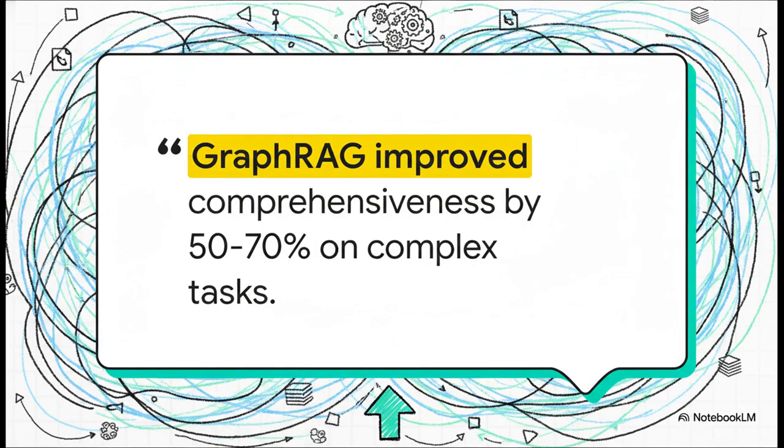Now, I definitely don't want you to just take my word for it. Let's look at the hard data. This quote from Microsoft Research shows just how massive this architectural shift really is. They found that by using explicit paths instead of fuzzy math, GraphRAG improved the comprehensiveness of answers by 50 to 70% on complex tasks that spanned multiple documents. 50 to 70%. That is an absolutely staggering leap in performance for AI agents.